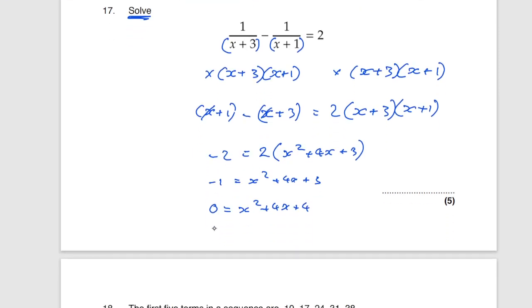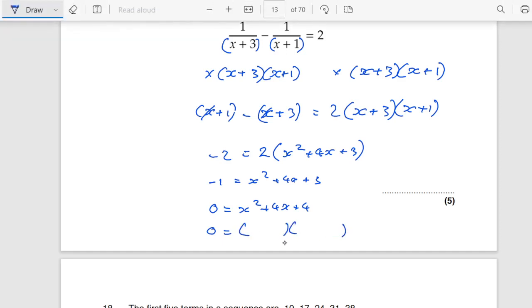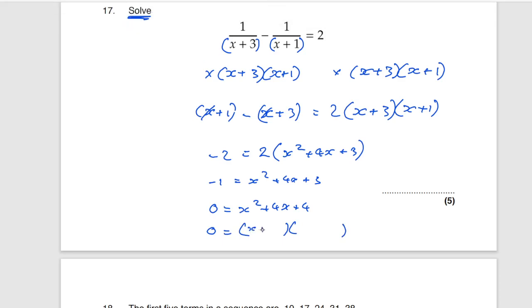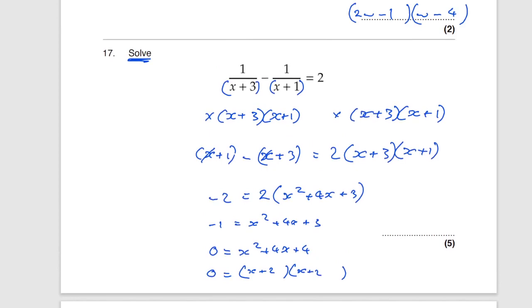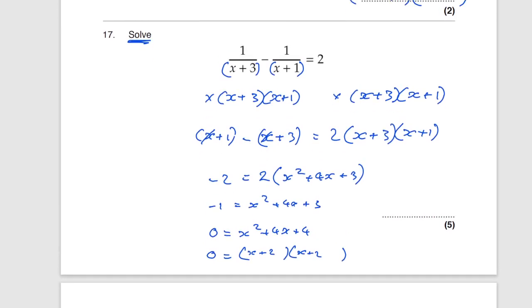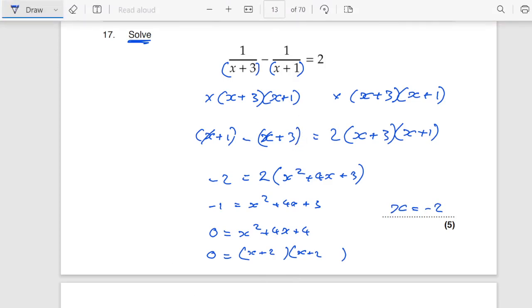That factorises really nicely. Two numbers that multiply together to make 4 and add to make 4: 2 and 2. So it's x plus 2 and x plus 2. So I've only got one solution. It's kind of a double root. To make one of these brackets 0, x would need to be equal to minus 2. So x is equal to minus 2 for that. 5 marks. Quite a nice question.